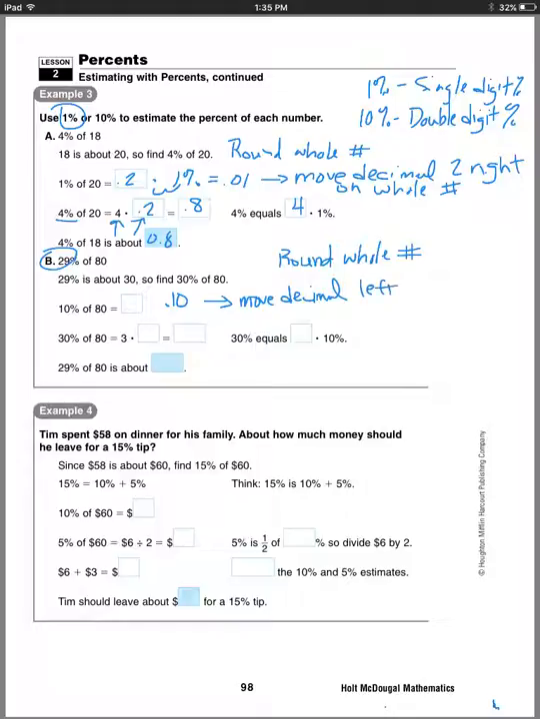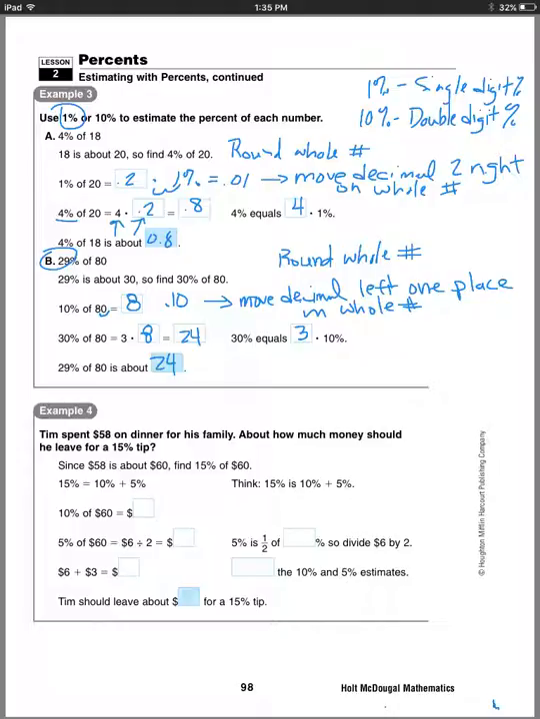Or I can move the decimal left one place in the whole number. So if we move the decimal left one place, it's at the end. We move it left once, and we get 8. Okay? So 10% of 80 is 8, but we want to know 30% of 80. So we multiply 3 times 8, because 30% equals 3 times 10%. And when we do that, we get 24. So 29% of 80 is about 24.